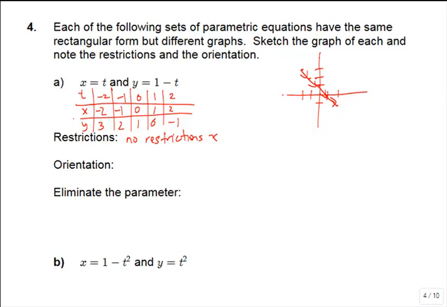And what that means is that the domain for x would be all reals. X can be anything. Now how about for y? Can y take on any value? Well, look at the pattern here.